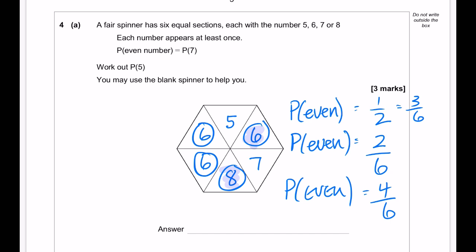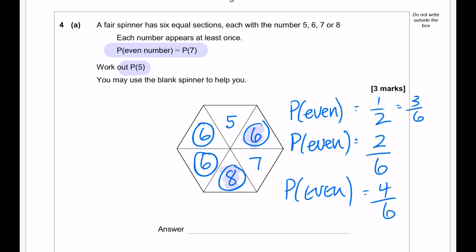Now, if we look at our clue up here, this is just saying that the probability of even is the probability of getting a 7. So we have to work out what's going on the counter, and then we'll work out what's the probability of getting 5. Okay, so probability of getting 7.